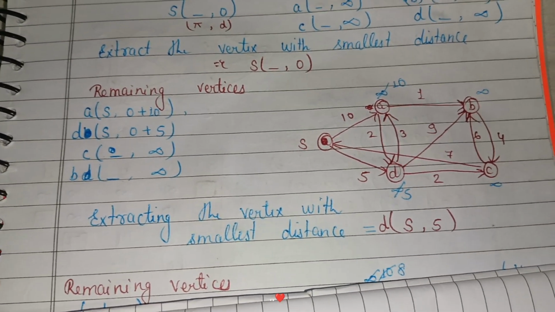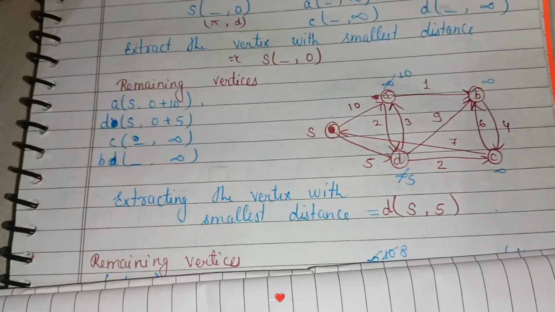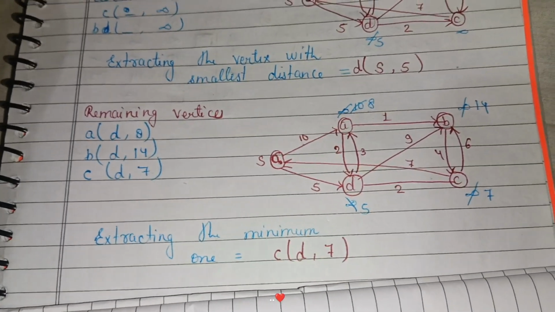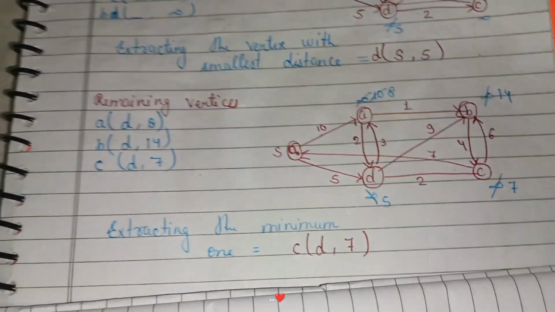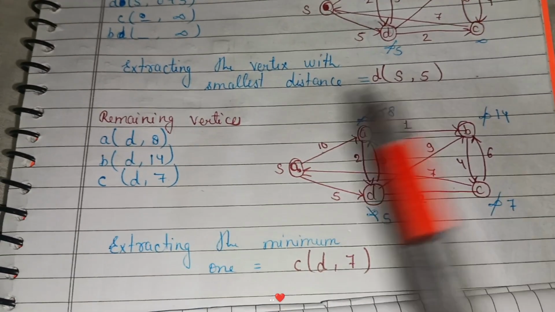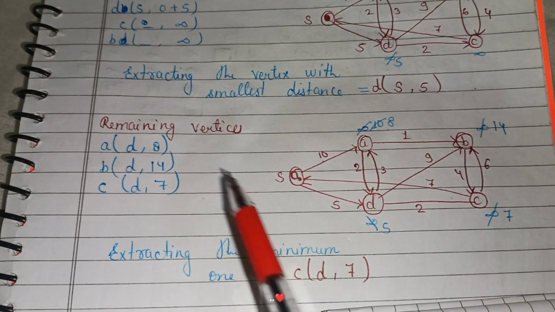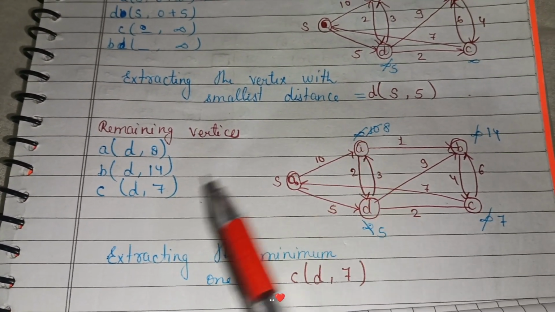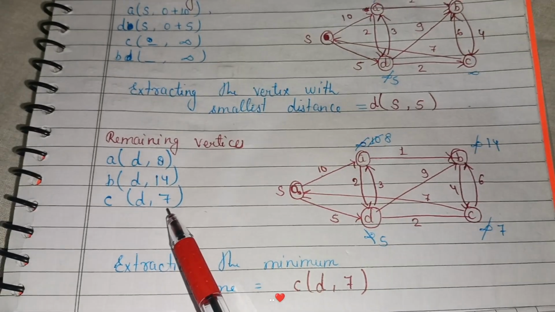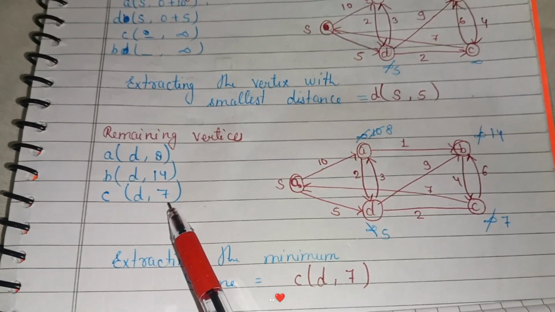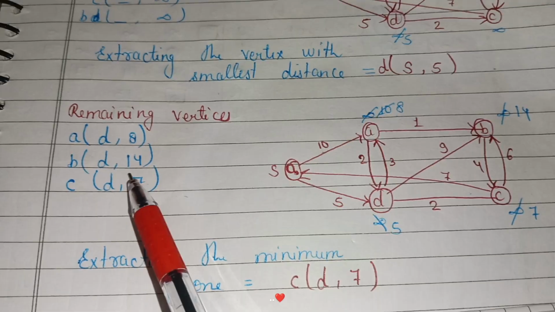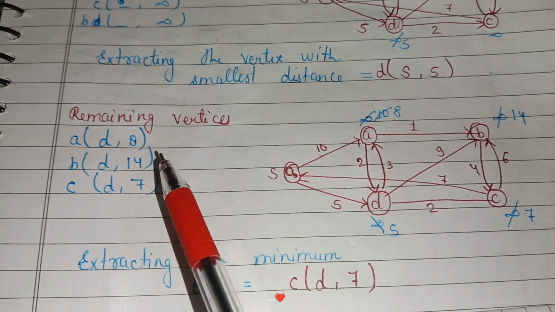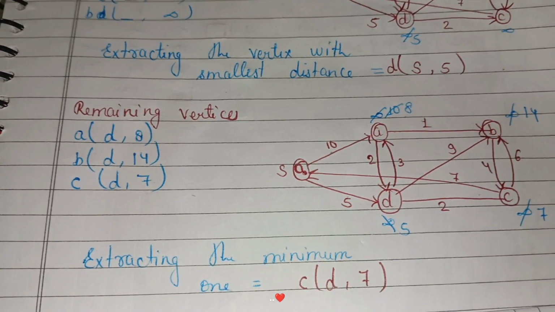Now, we relax the edges from D. Distance to A via D is 5 plus 3, 8, which is smaller than 10. So we update. Distance to C via D is 5 plus 2, equals 7. Distance to B via D is 5 plus 9, 14. So we update distances of A, B and C.